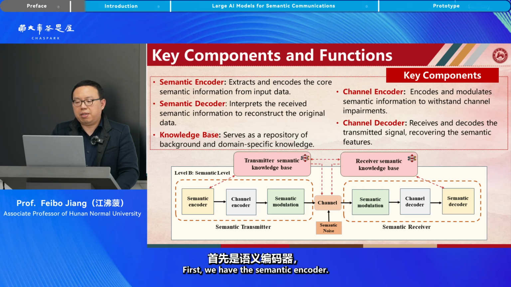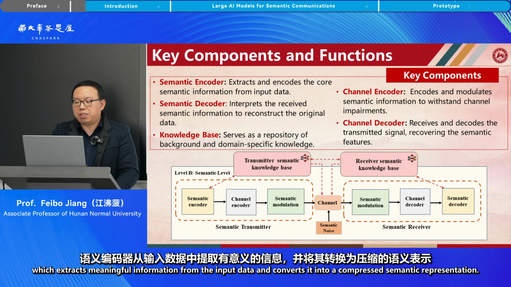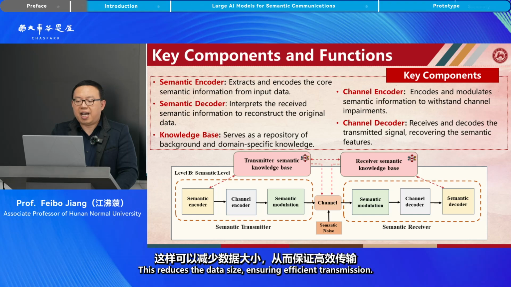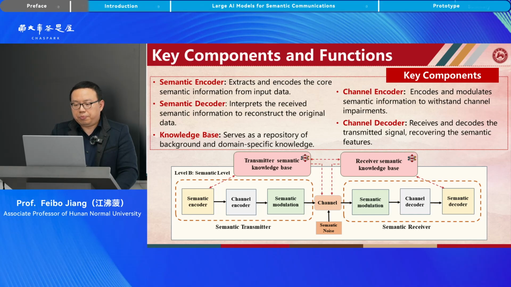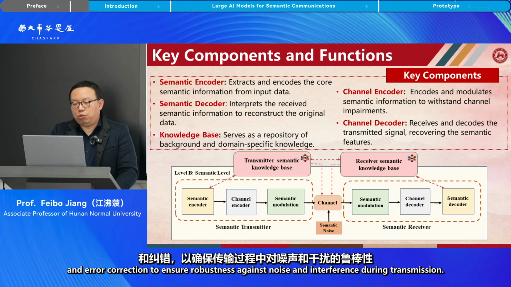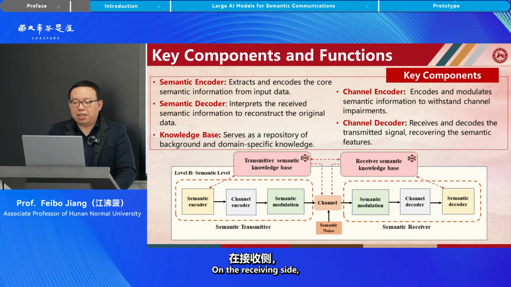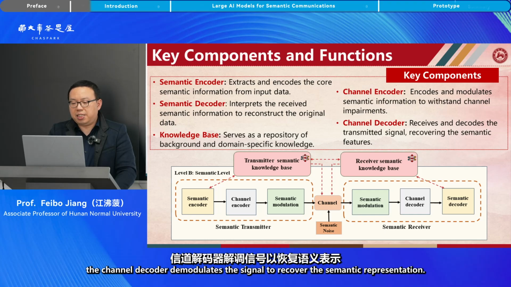First, we have the semantic encoder, which extracts meaningful information from the input data and converts it into a compressed semantic representation. This reduces the data size, ensuring efficient transmission. Next, the channel encoder steps in, applying modulation and error correction to ensure robustness against noise and interference during transmission. On the receiving side, the channel decoder demodulates the signal to recover the semantic representation.